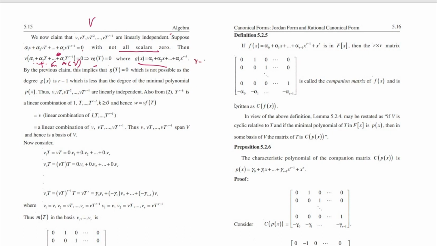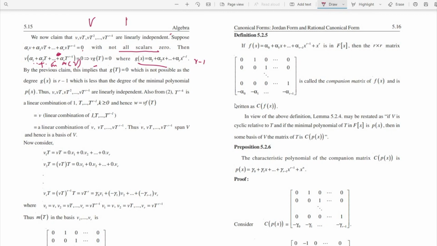Its degree is r minus 1. We have already taken p of x, which is of degree r, to be the minimal polynomial satisfied by t. But here you are getting g of x to be a polynomial of degree r minus 1, which is less than the degree of the minimal polynomial, with g of t 0. So this is not possible because the degree of g of x is less than the degree of the minimal polynomial p of x. So what we conclude is these are linearly independent.